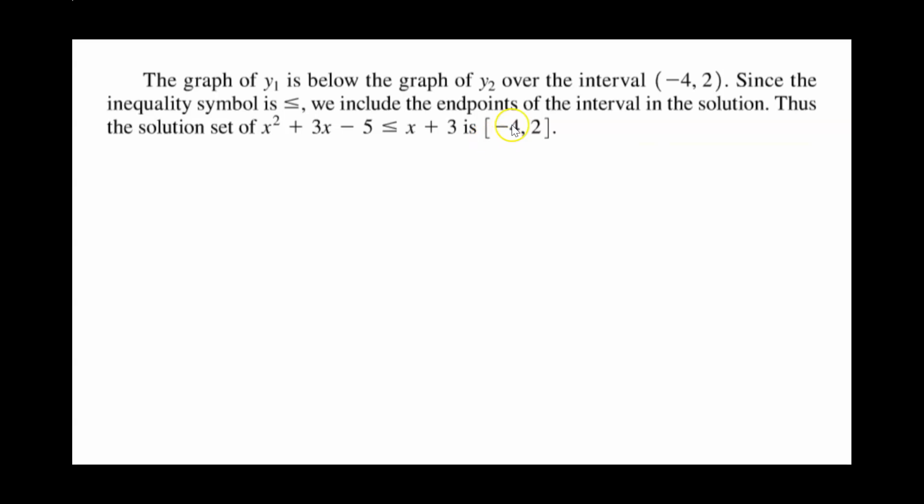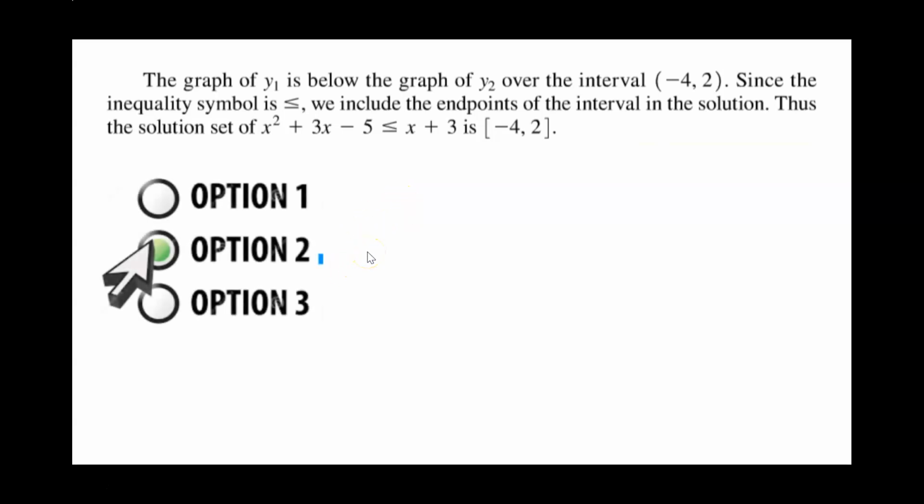In this case, -4 to 2, and I put a bracket around it, because brackets are used when you have less than or equal to. If it was just less than, you would just put parentheses. But -4 to 2 was the only interval where, when we chose a number in between, it gave us a negative answer, which is actually the solution for this problem.